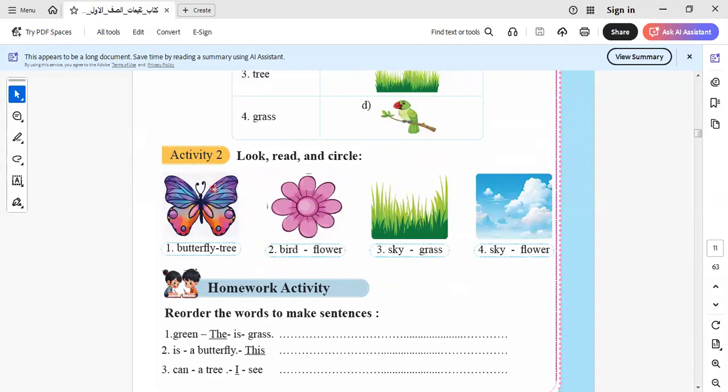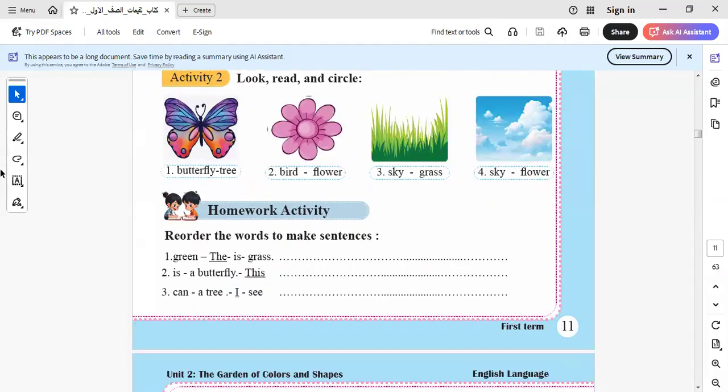The next question. Here is activity 2. As we know during the lesson, what is this? Butterfly. You are clever. What is this flower? I'm listening to you saying, flower, you are clever. What is this grass? You are clever. Sky, not flower. So how can I answer this question? Subject plus verb plus object.